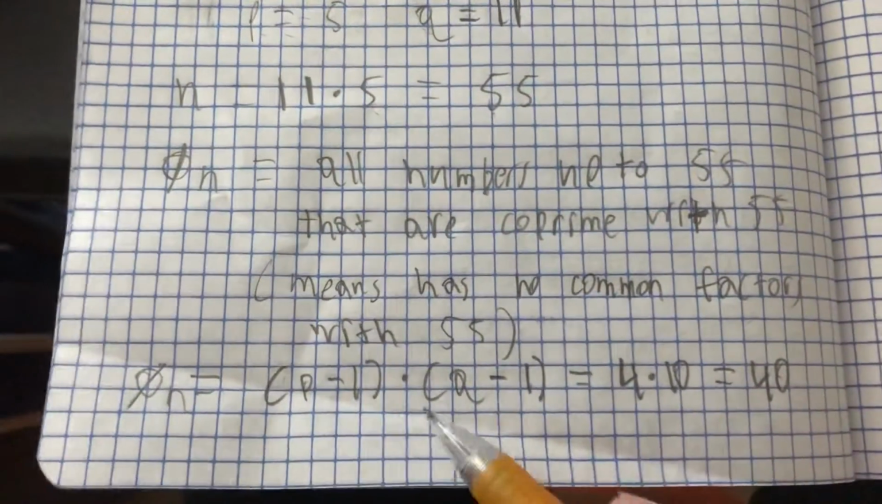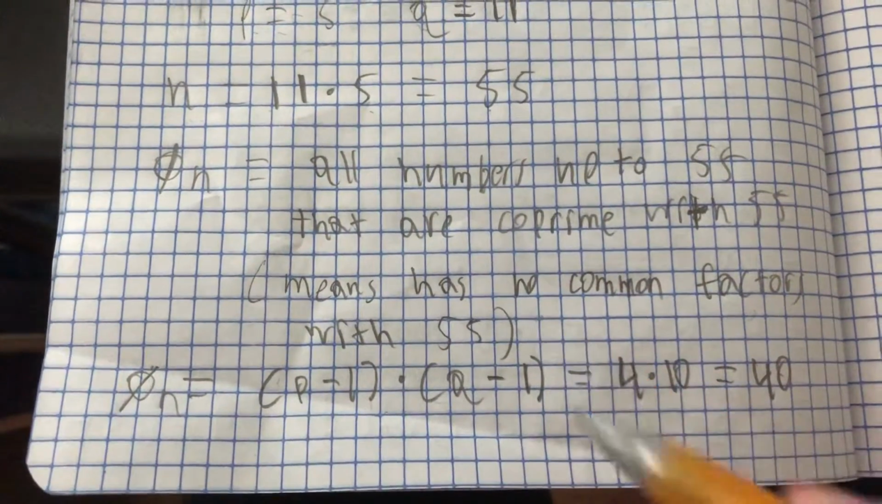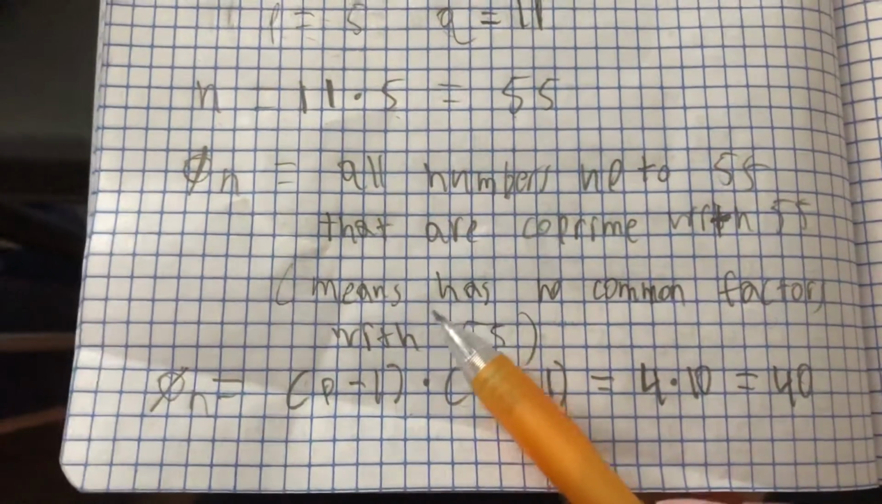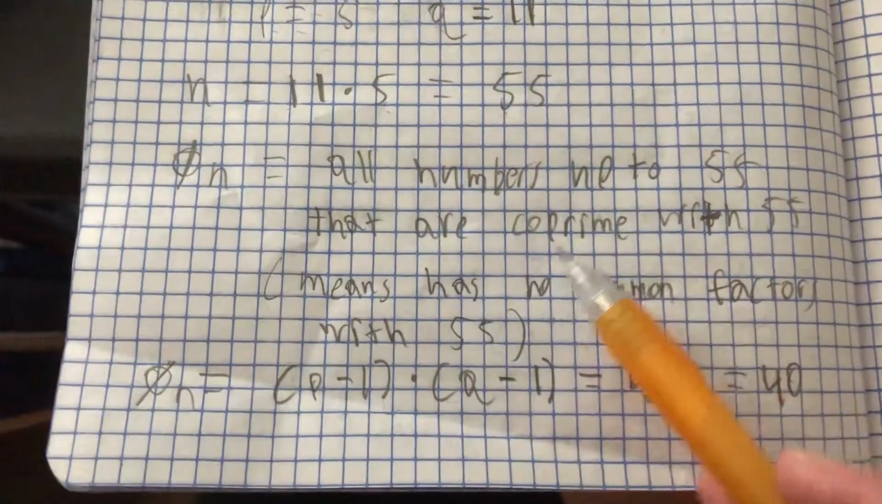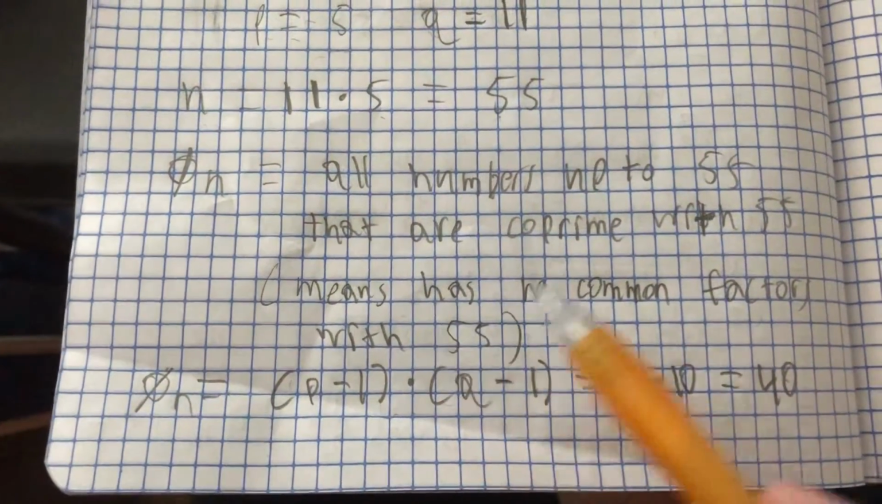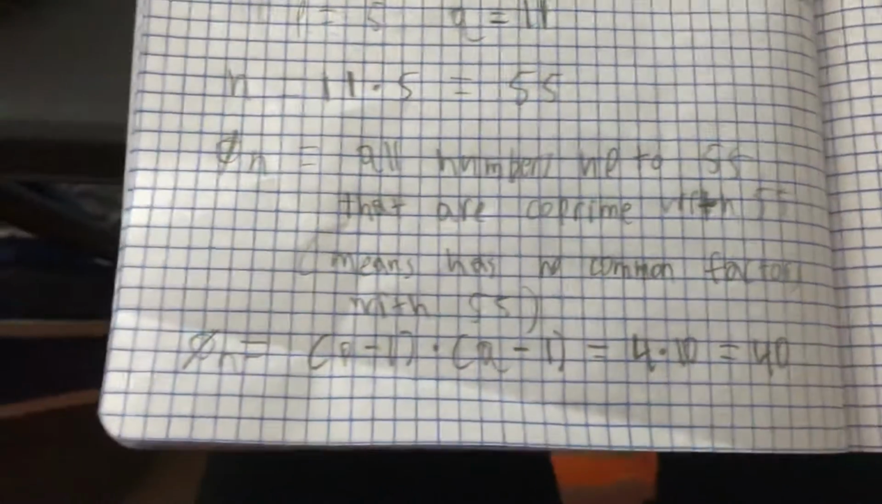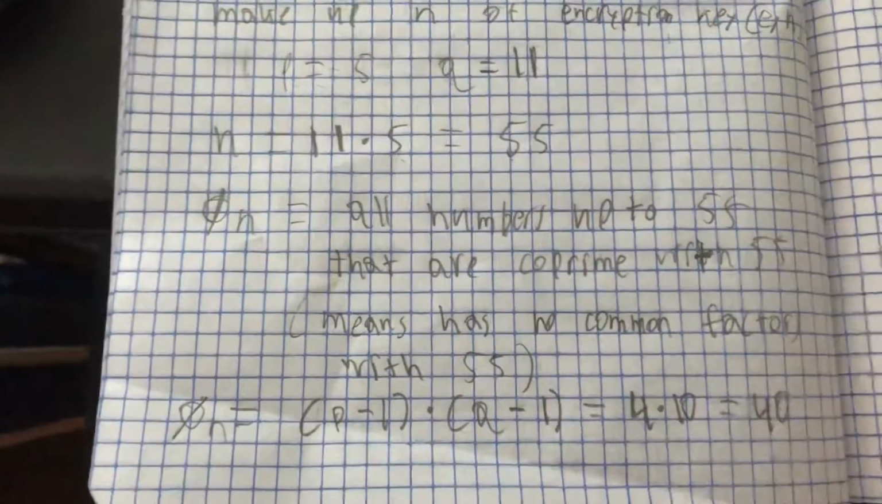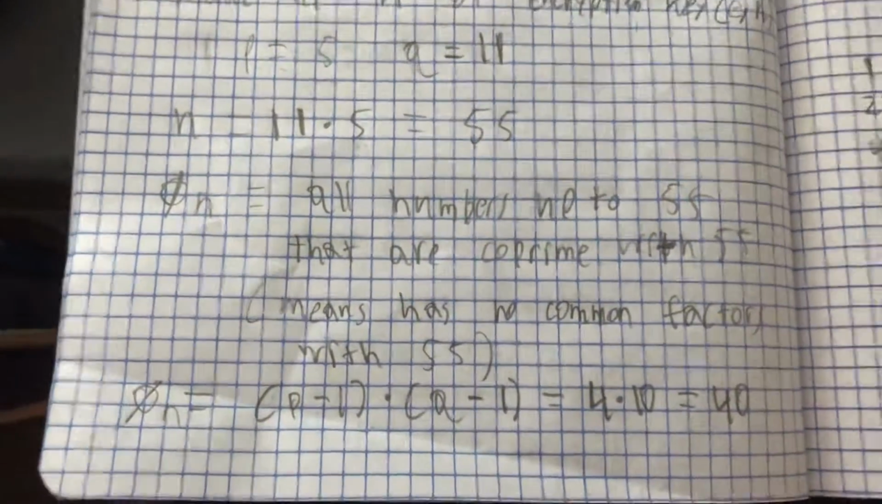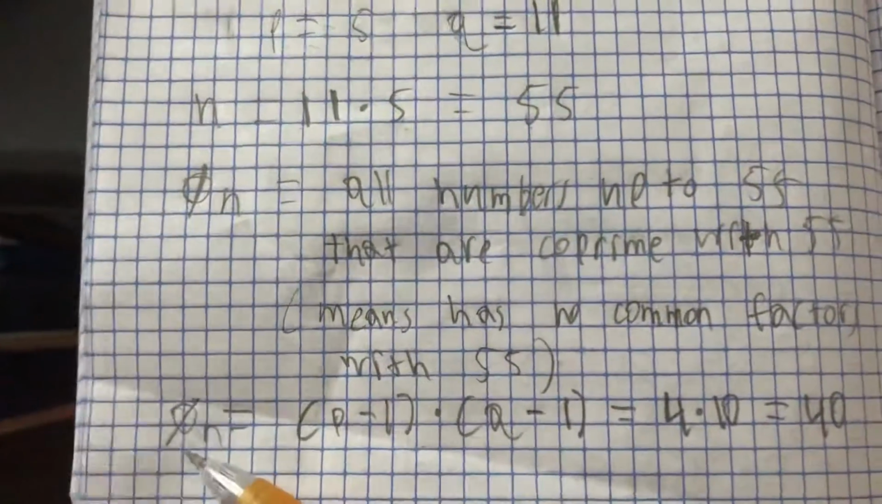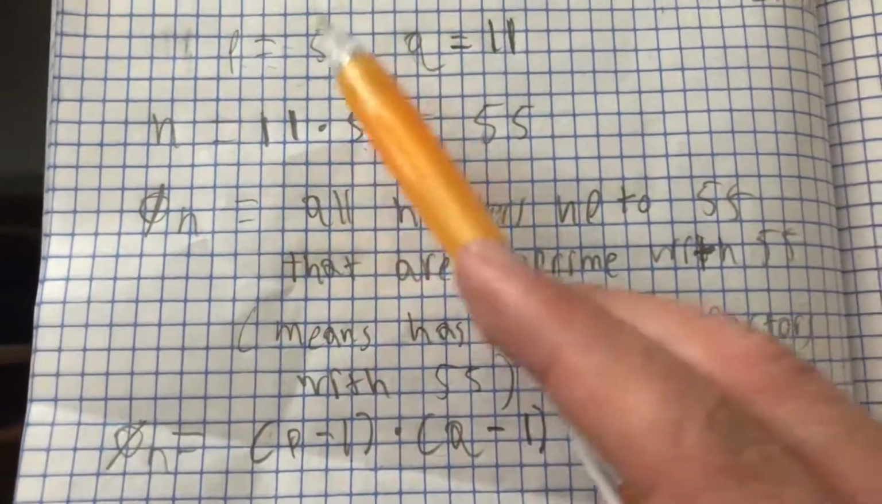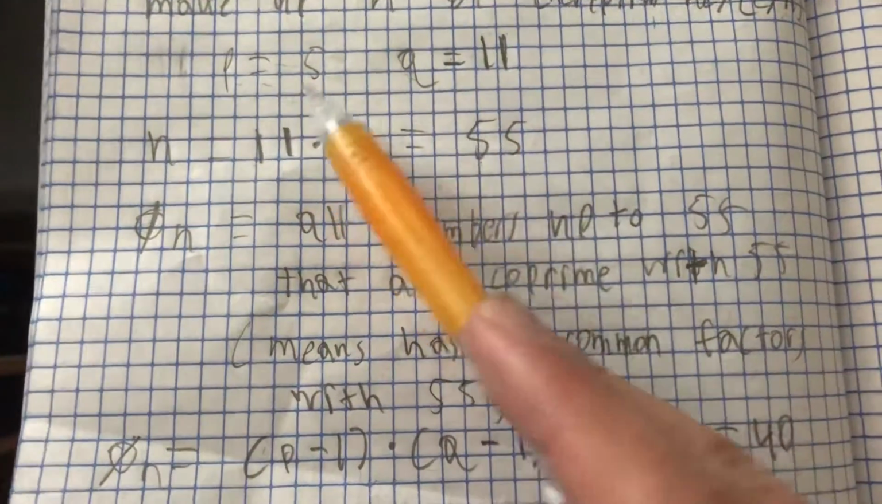But a really handy tool, because it takes a long time to go, okay, is 1 coprime to 55? Is 2 coprime to 55? Is 3 coprime to 55? That takes a long time. So there's a nifty little formula you can use to find the φ(N) for any RSA P and Q, which are the 2 prime numbers.